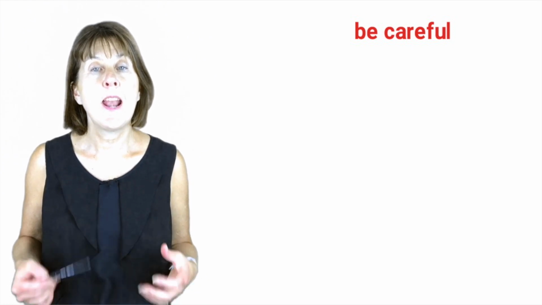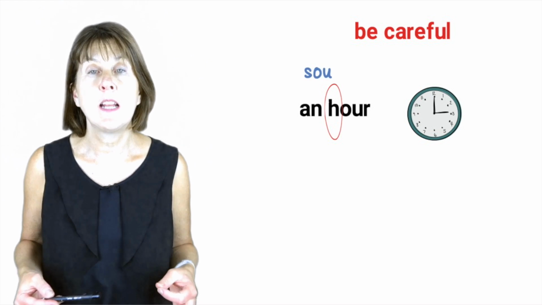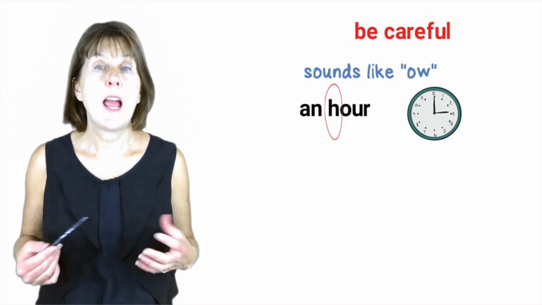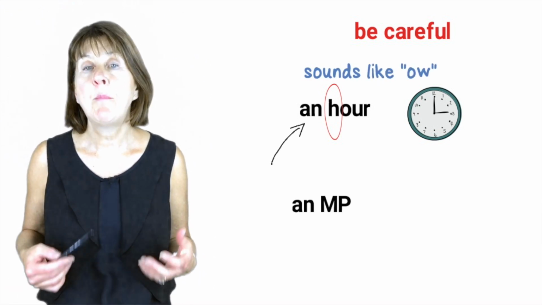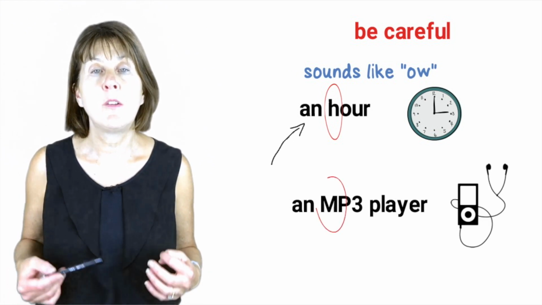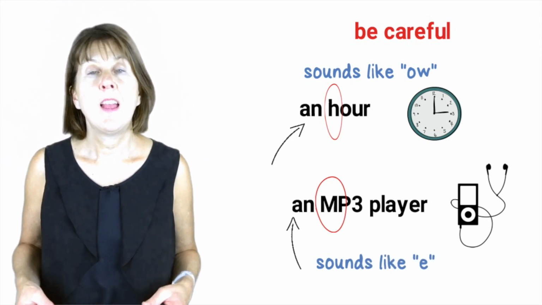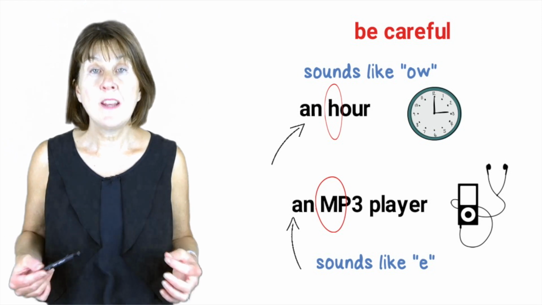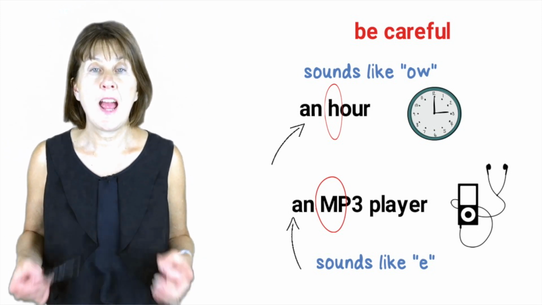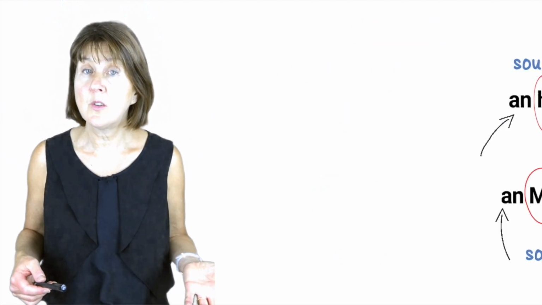For instance, an hour is written with a consonant h, but has a vowel sound, ow, so we use an. And an MP3 player is written with a consonant m, but has a vowel sound of e, so we use an. Okay, so that's when to use a and when to use an dealt with. Now let's look at when to use the indefinite article, that is a and an, and when to use the definite article, that is the.